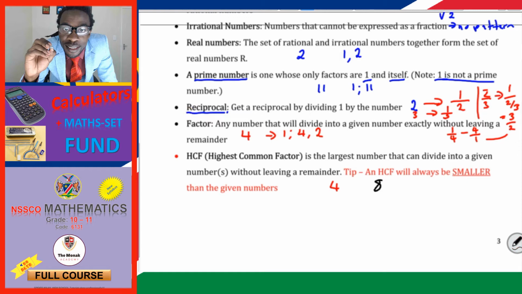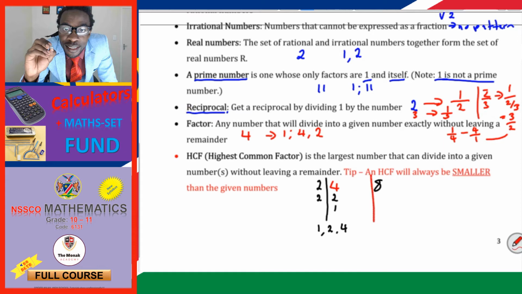So we know here 2 can go into 4 two times. Also 2 can go into 4 once. So in other words, 4 has factors 1, 2, and 4. What about 8?